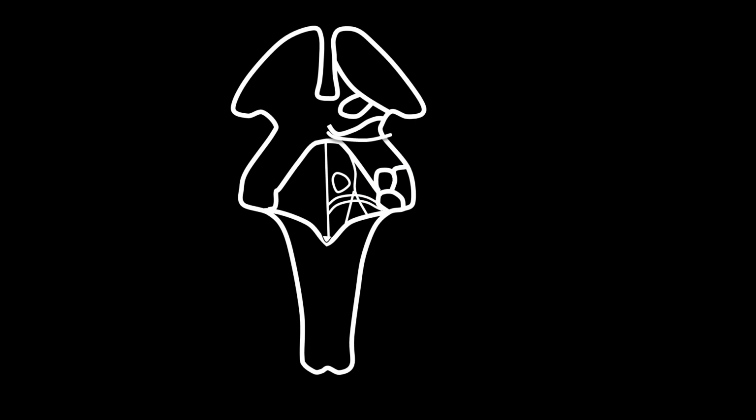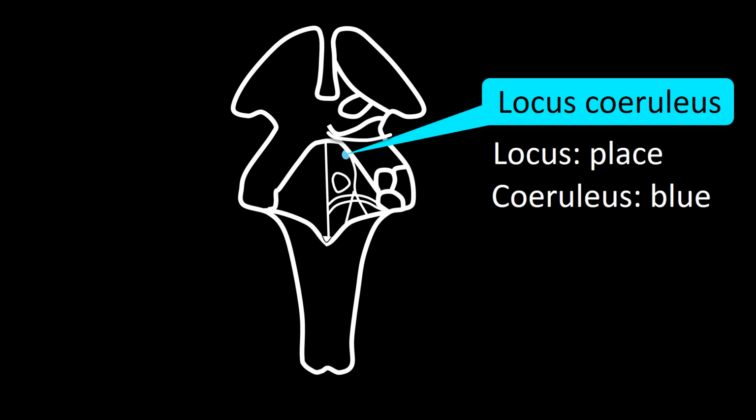Before leaving the rhomboid fossa, I want to tell you about three structures. For one of them, I will use a sky blue color pencil. I will use it to put a dot above the facial colliculus. This dot is the norepinephrine rich locus ceruleus.